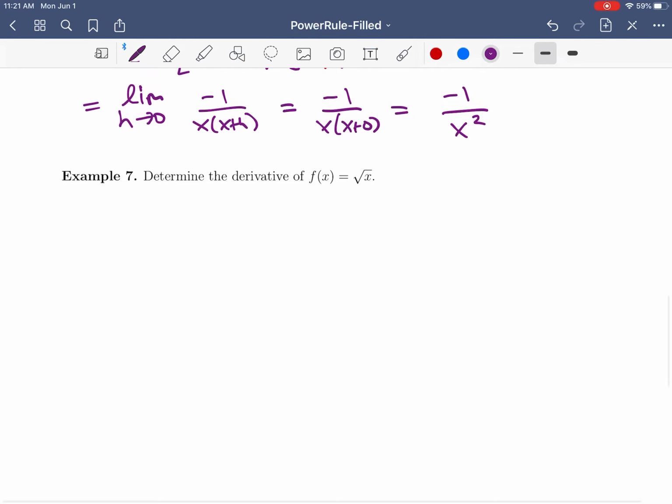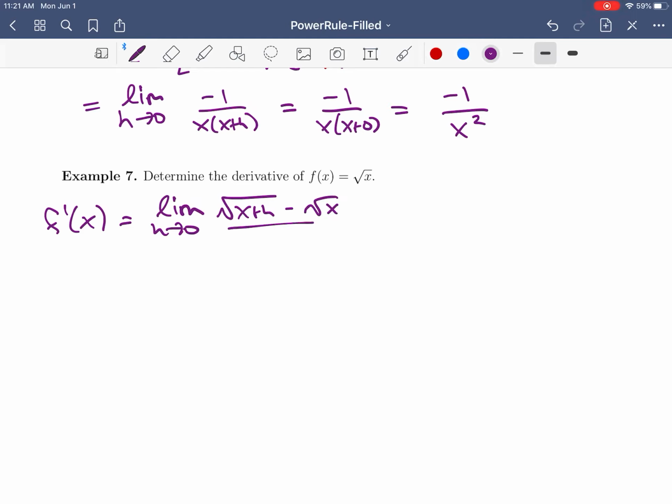Okay, one more. Square root. So here, f prime of x is the limit as h goes to 0 of square root of x plus h minus square root of x all over h. Now I'm going to multiply by the conjugate. So remember, that's the same two square roots, but with an addition in between instead of a subtraction. Okay, so the opposite sign.